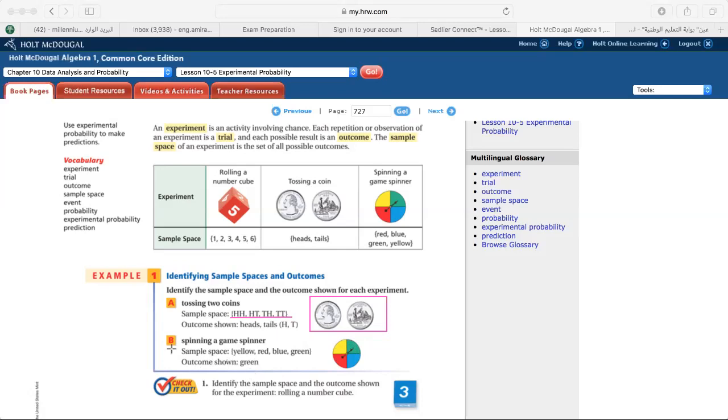So there is a difference between the sample space and the outcome shown. The sample space is all the possible outcomes that I can get. And the outcome shown is the outcome that is shown in front of me. Okay, girls, let's watch a video together here.